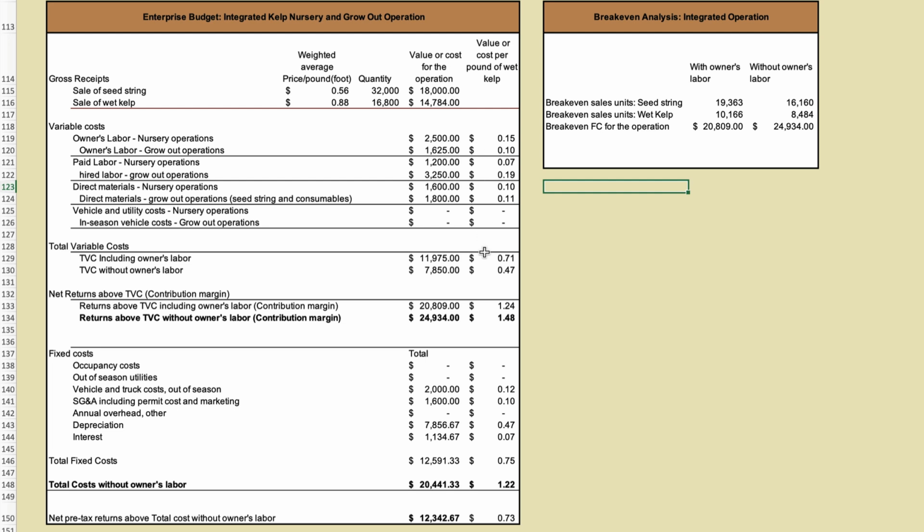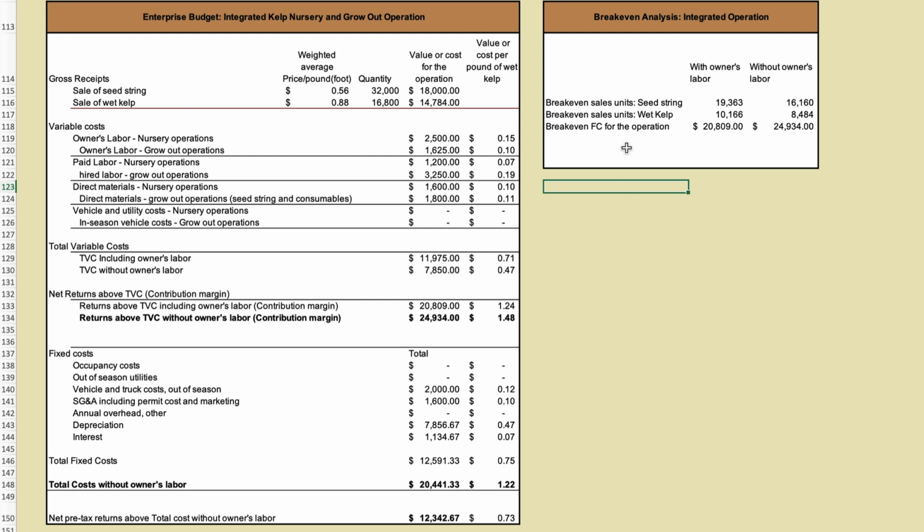Right? So we come up with a total variable cost per unit of wet kelp of 71 cents per unit, if we're considering our owner's labor, or 47 cents per unit if we are not. That gives us a margin, what's called a contribution margin, which can be applied to covering fixed costs. And doing this kind of analysis allows us to do break-even analysis and determine what level of production we need to cover the fixed costs.